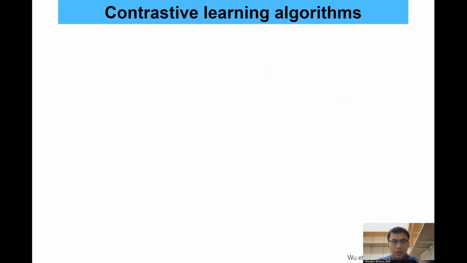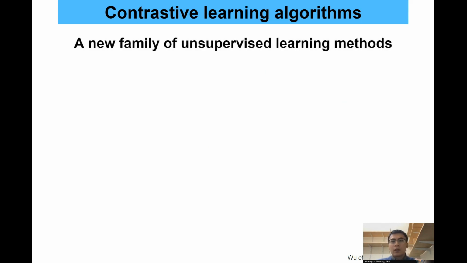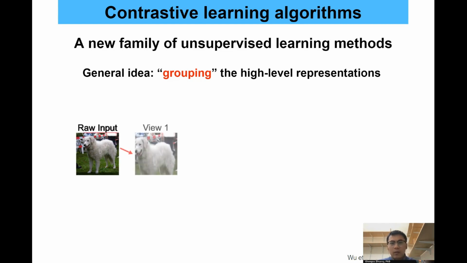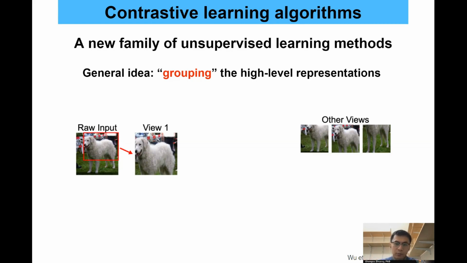In recent years, there has been a new family of unsupervised learning methods called contrastive learning algorithms. The general idea of these algorithms is actually very similar to what we have seen in the jigsaw puzzle, which is that it wants to group the input images in their populations. But now the grouping is happening in the high-level representation. Now, what do I mean by this? Just to give you an example, the image will be sampled to generate multiple views of the same image. Here's one possible view, and these are different views.